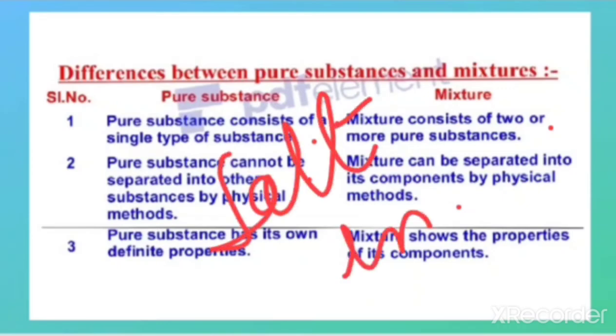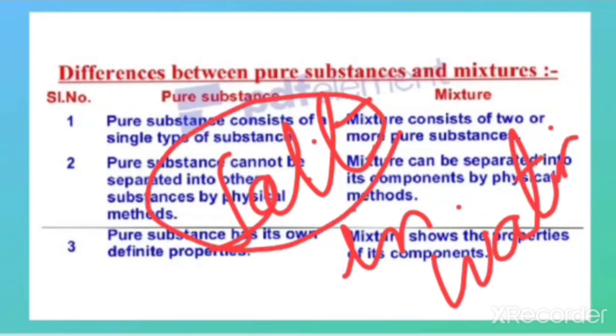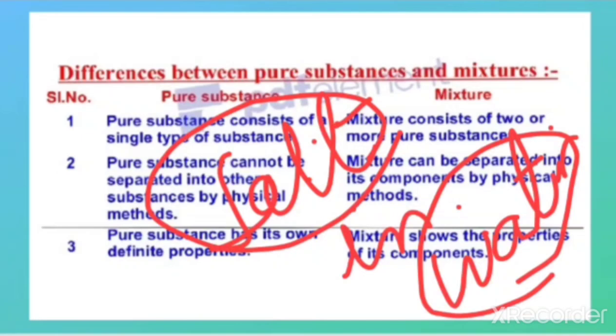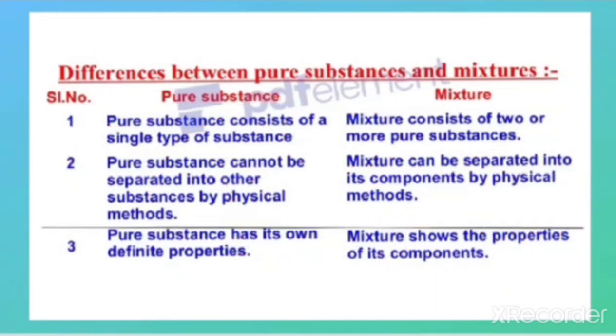For example, salt in water. We know that salt in water is a mixture, and we are able to separate the salt from the water by a physical process like evaporation. That means when we evaporate the salt water, the water gets evaporated but the salt remains there. So we are able to separate these components by a physical method. That is for the case of a mixture.